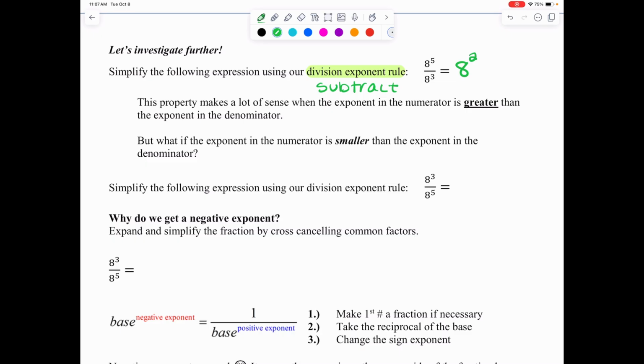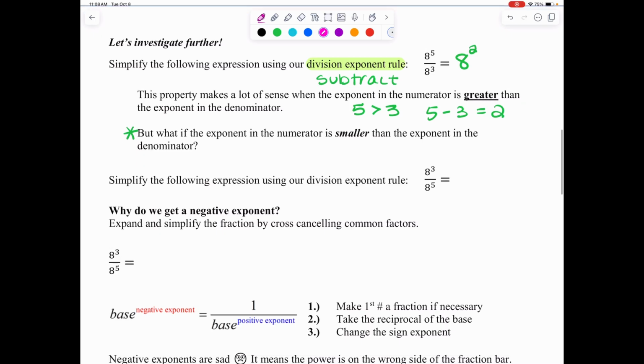So here, the exponent on top was 5, the exponent on the bottom was 3, and 5 is greater than 3. So when we do 5 take away 3, we're getting a nice number that we're used to, positive 2 in the exponent, and we could move from there and evaluate. But my question is this one. What if the exponent in the numerator is smaller than the exponent in the denominator? So we're going to look at that in our next example.